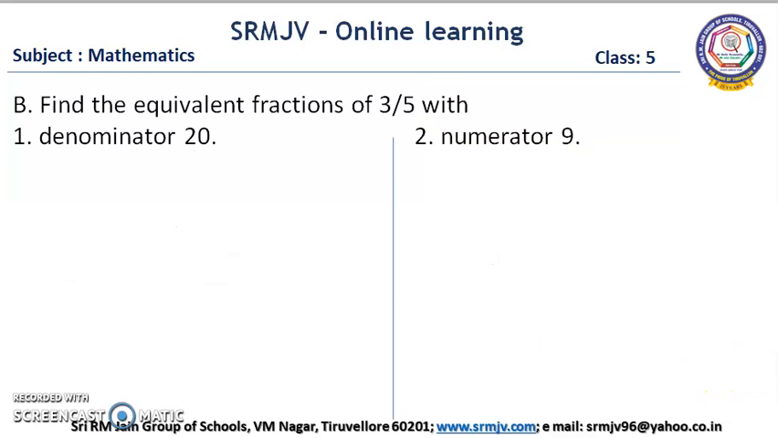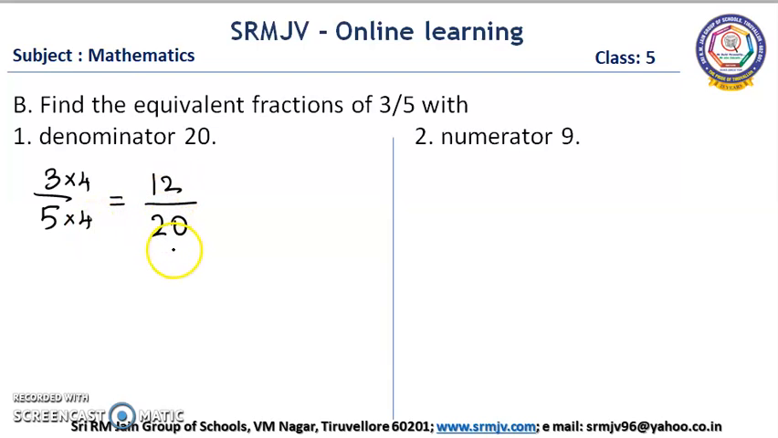The next question is, find the equivalent fractions of 3 by 5 with denominator 20 and numerator 9. The given fraction is 3 by 5. Now we are going to find the equivalent fraction of 3 by 5 with denominator 20. Here, see the given denominator, that is 5. In the 5 table, when do you get 20? 5 fours are 20. So, we have to multiply the numerator also by the same number 4. Now, 3 fours are 12, 5 fours are 20.